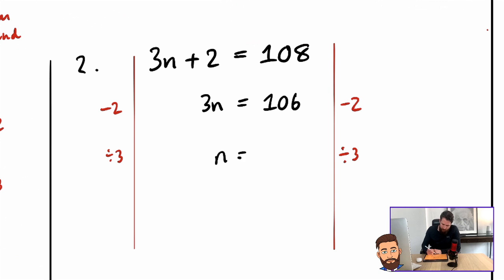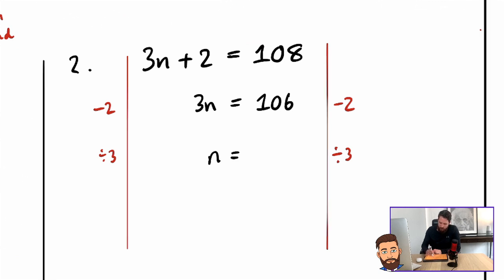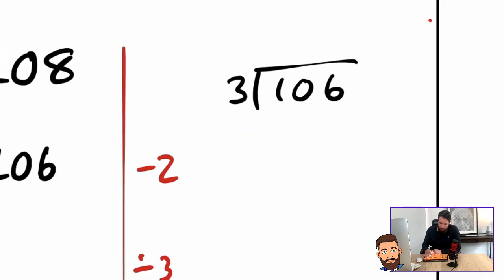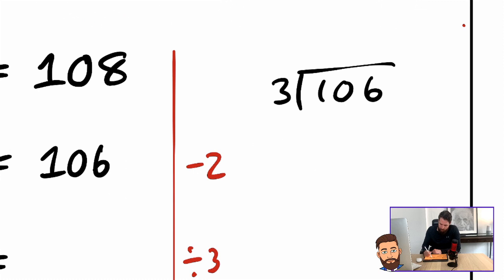Now, you don't know your 3 times table at 106, so a bus stop would be useful. 106 inside, 3 on the outside. How many times does 3 go into 1? 0, carry the 1. How many times does 3 go into 10? That is 3 times, with 1 left over. How many times does 3 go into 16? Well, that is 5 times, with 1 left over.